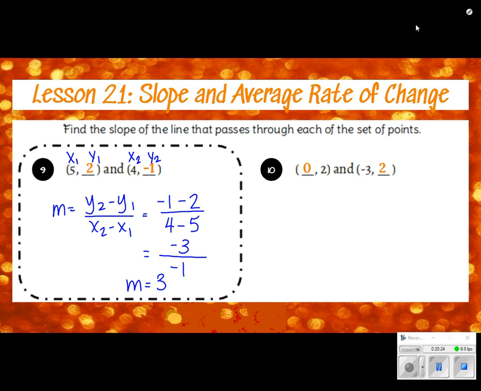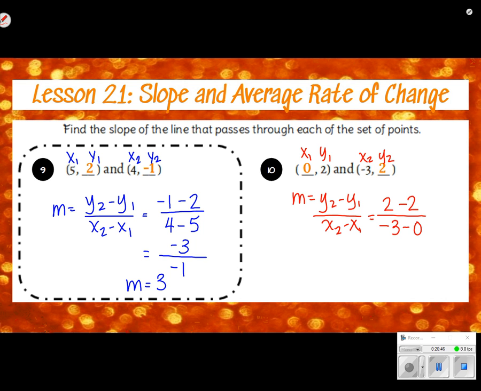All right, let's look at number 10. We've got x1, y1, x2, y2. So make sure you have this formula in your notes so that you can use it. All right, so y2 is 2 minus 2, that's going to be interesting. 2 minus 2 is 0 over -3 minus 0. And you're going to simplify that down to 0. Do not leave it as 0 divided by -3. Your final answer needs to be a simplified 0.